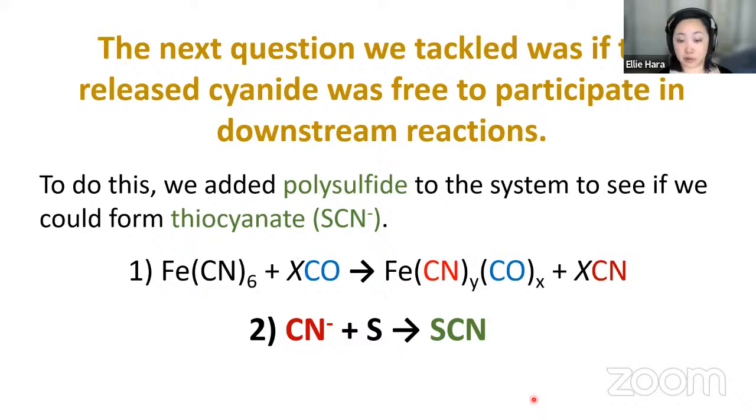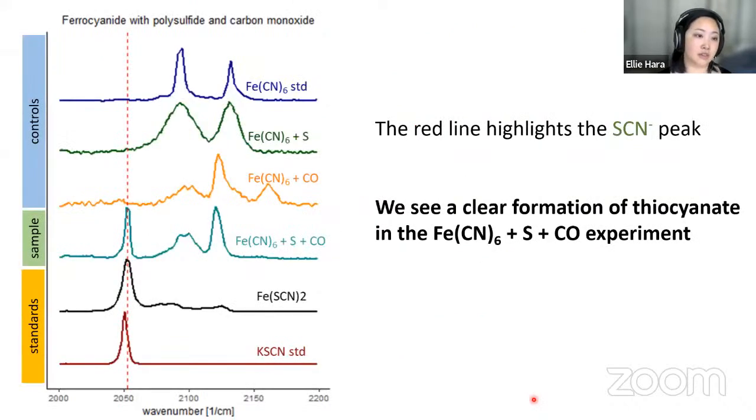To do this, we went to the Raman system. So this is our Raman data. What we did was dry down the experiments and measure the powder with our green laser. Down here are our 2 thiocyanate standards, and up here are our controls. These are all the systems: with sulfur, without sulfur, with CO, without CO. And this is our experimental system.